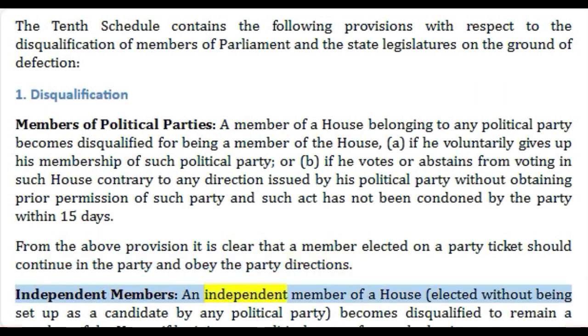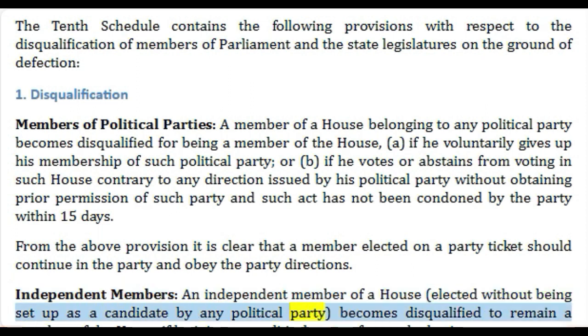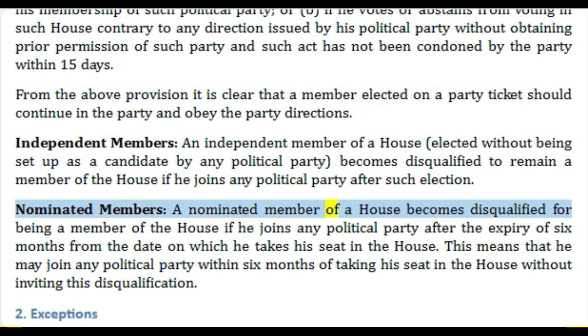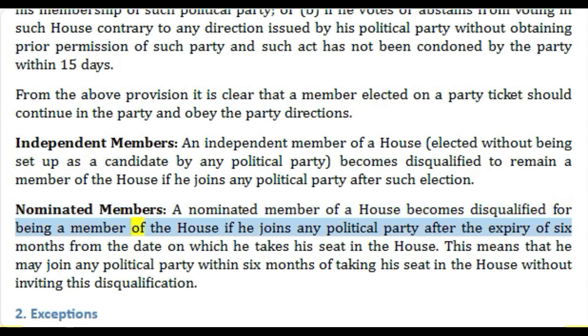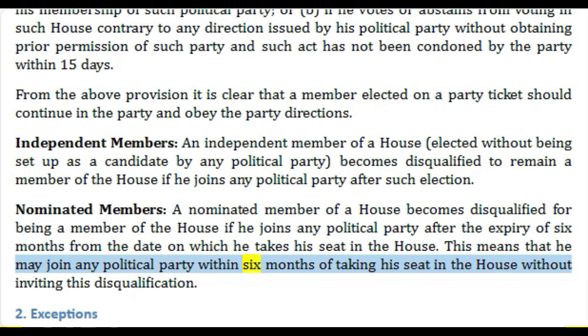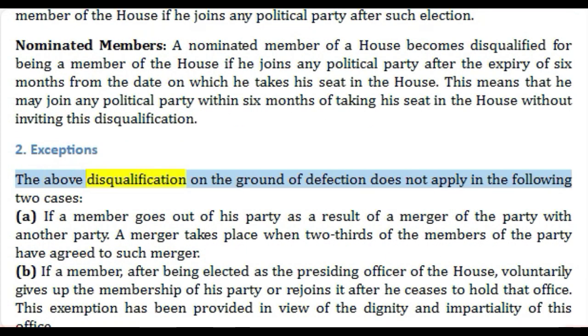Independent members. An independent member of a house, elected without being set up as a candidate by any political party, becomes disqualified to remain a member of the house if he joins any political party after such election. Nominated members. A nominated member of a house becomes disqualified for being a member of the house if he joins any political party after the expiry of 6 months from the date on which he takes his seat in the house. This means that he may join any political party within 6 months of taking his seat in the house without inviting this disqualification. The above disqualification on the ground of defection does not apply in the following 2 cases.